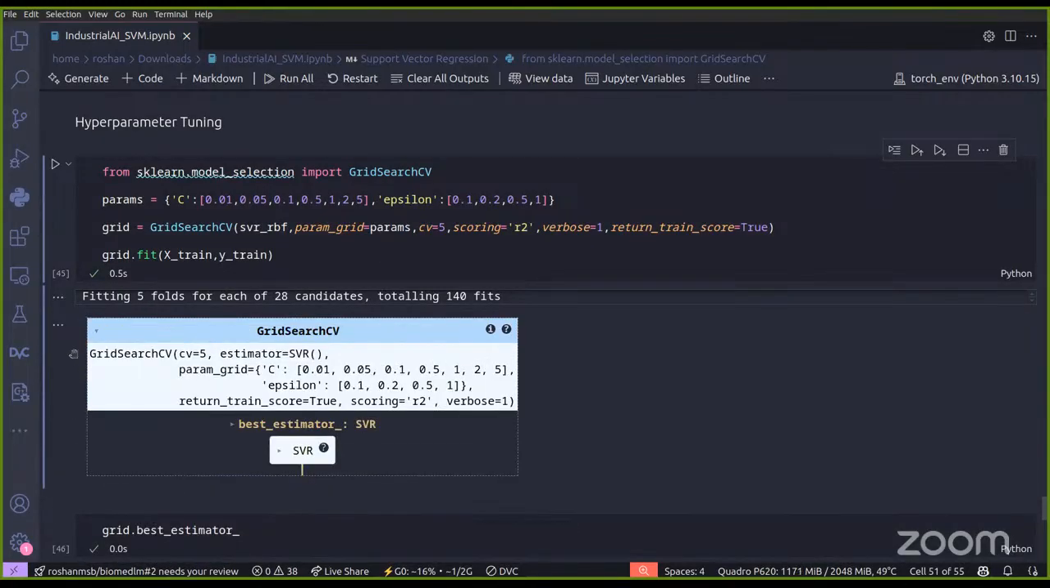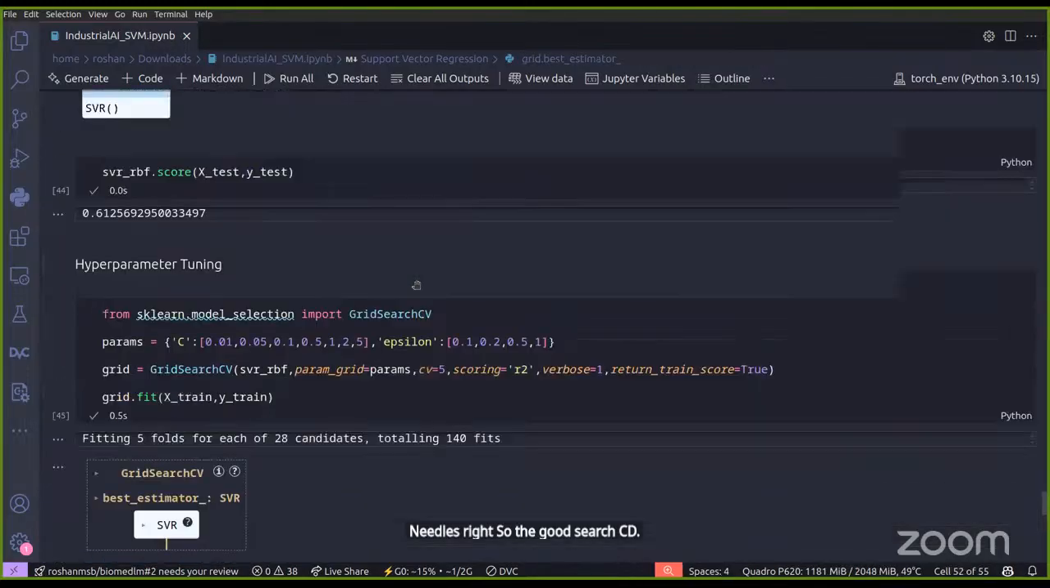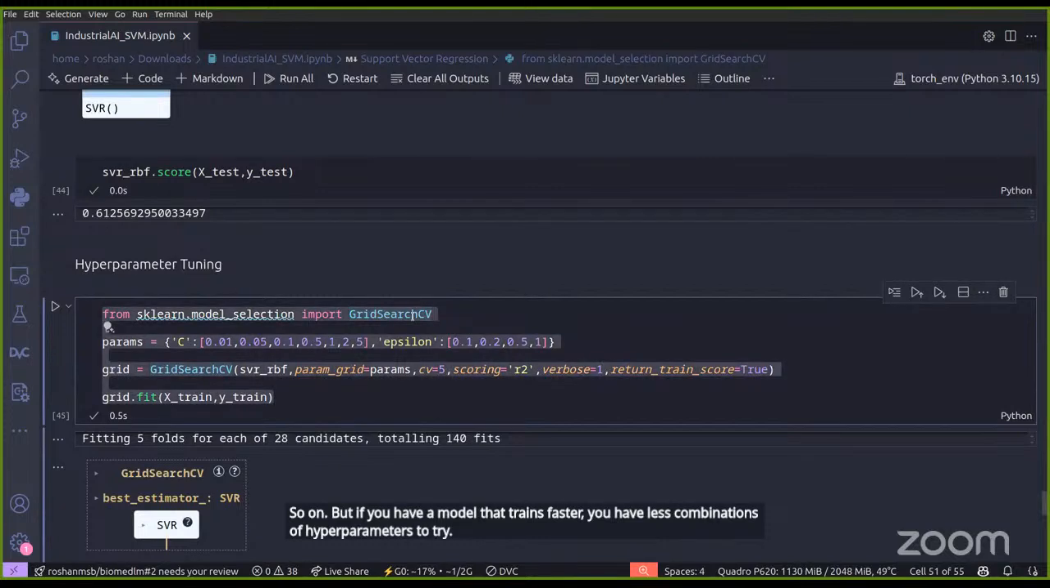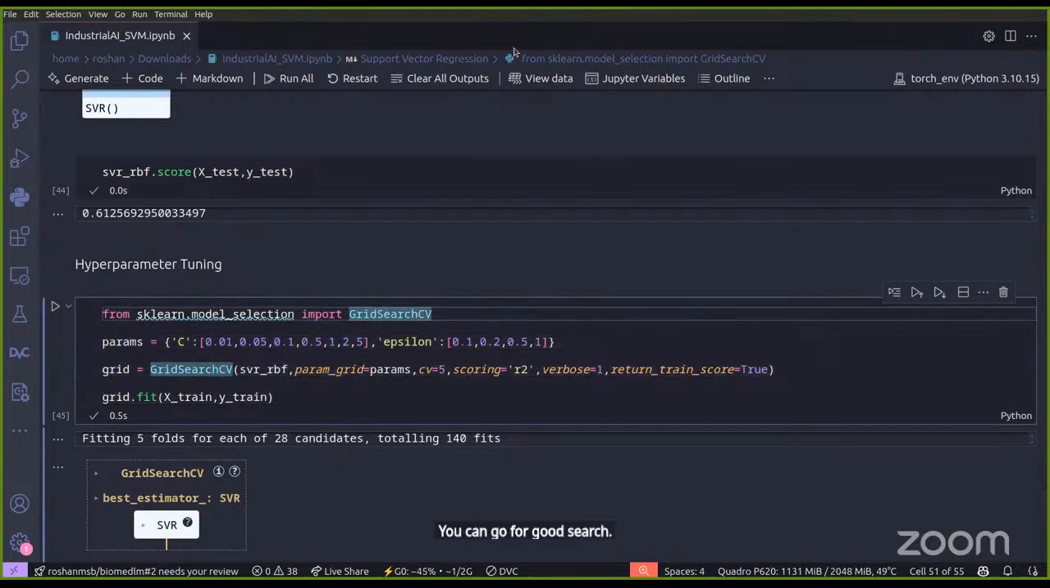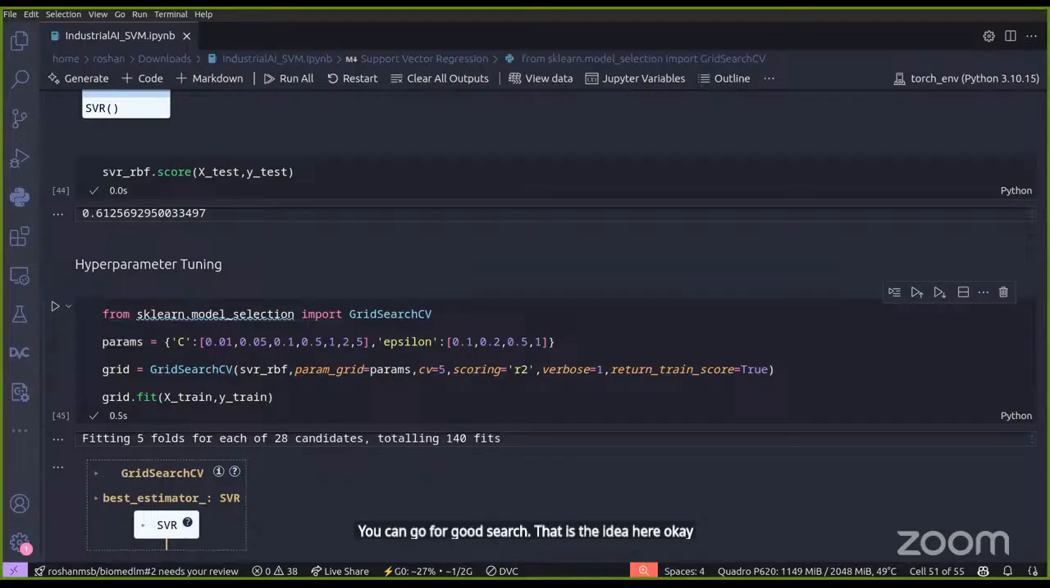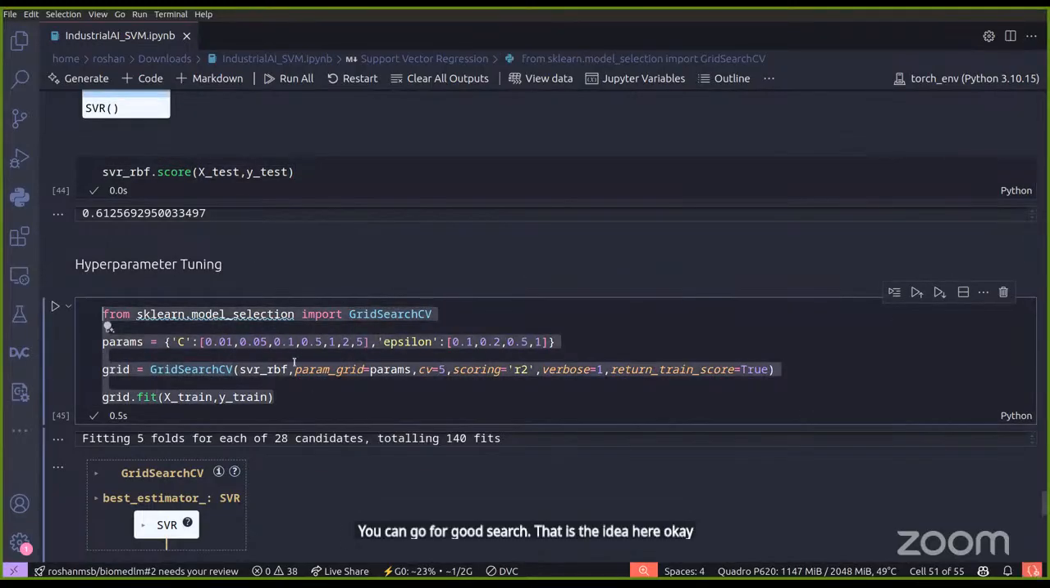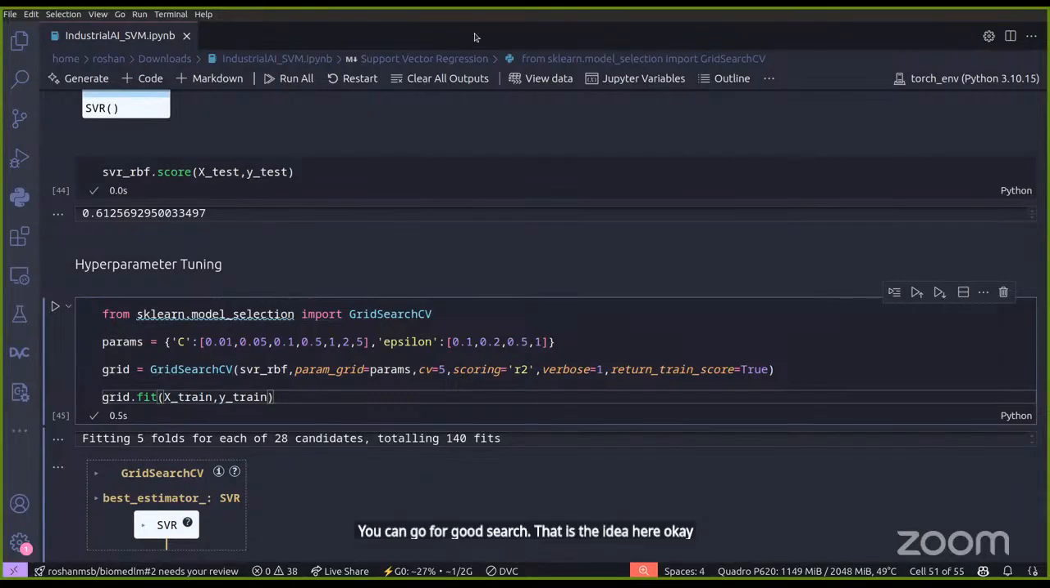So the grid search CV, everything is there. Model selection, there are different methods like Bayesian optimization, random search, and so on. But if you have a model that trains faster, you have fewer combinations of hyperparameters to try, you can go for grid search. That is the idea here. Any doubts, guys?